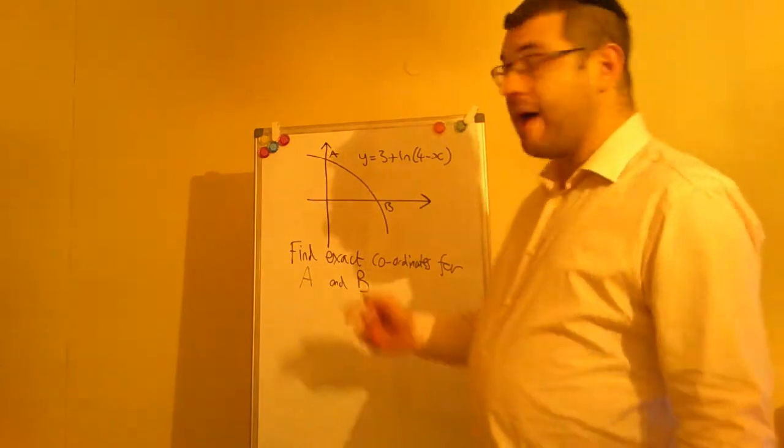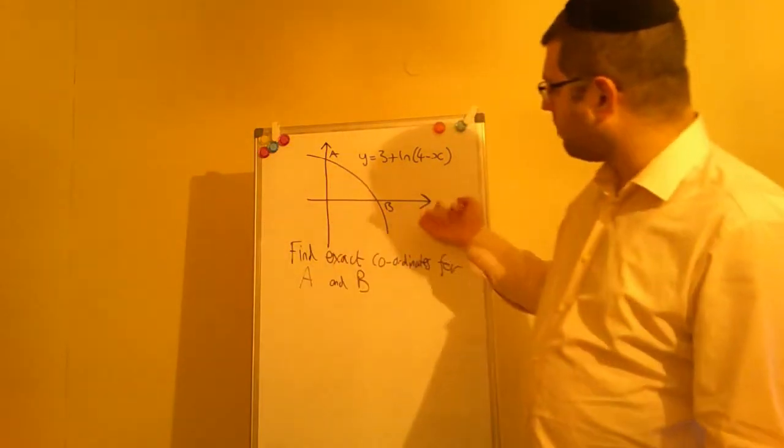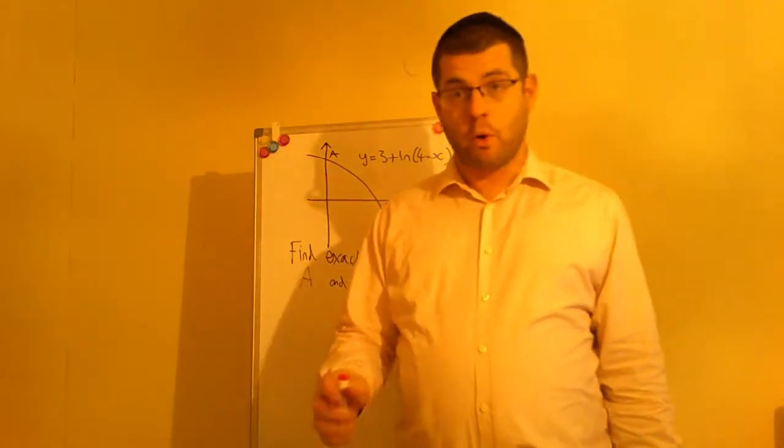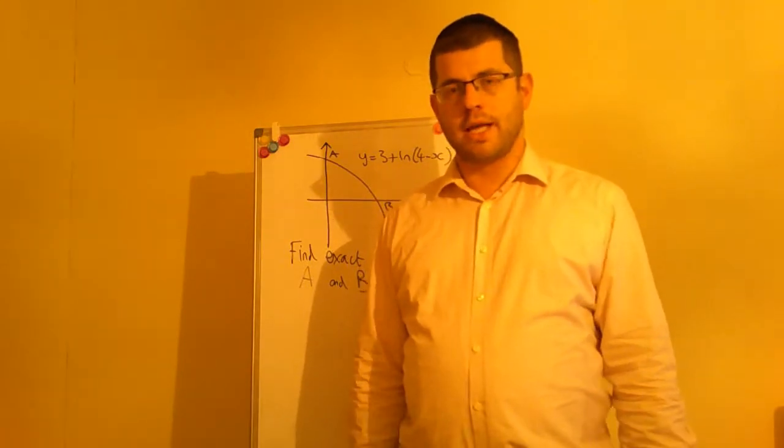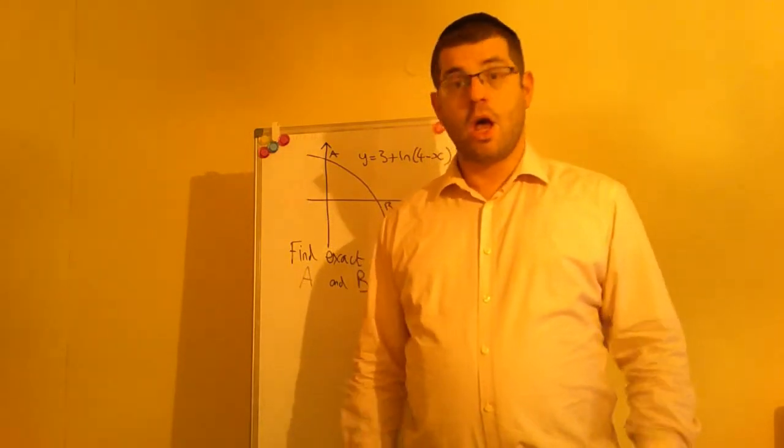So have a go at this question. Copy it down, find the exact coordinates for a and b. It was 4 marks, 2 marks for each intercept. Right, let's go through it.